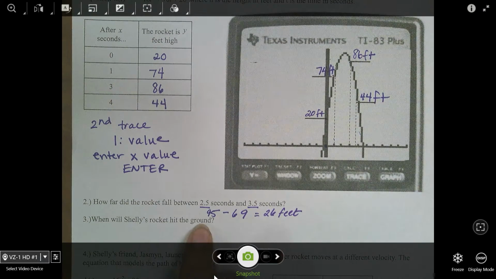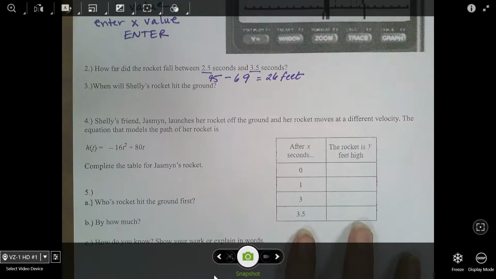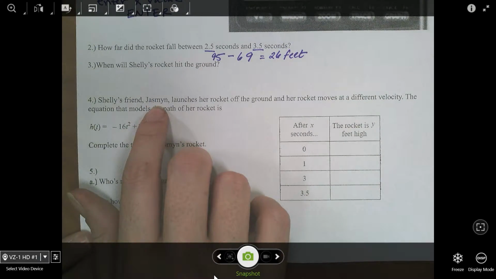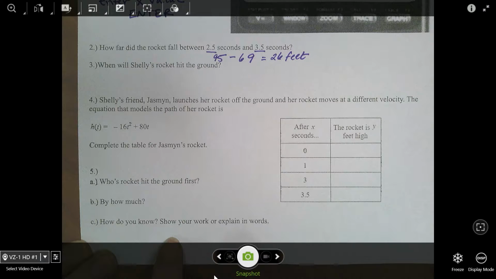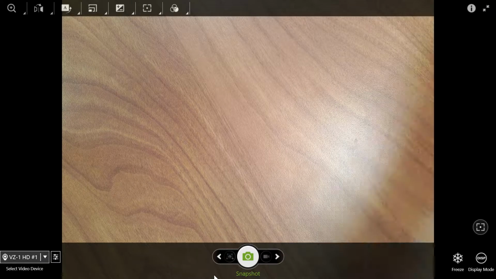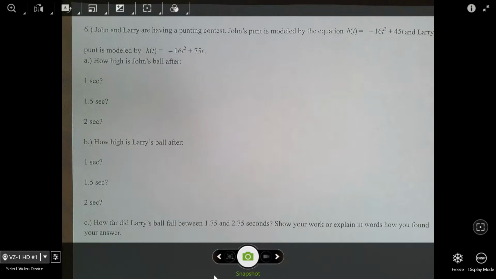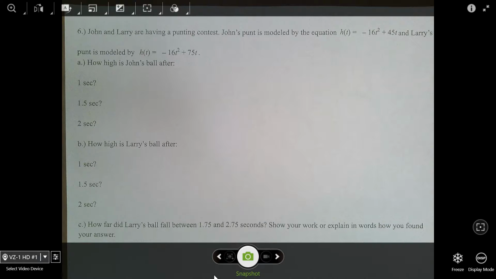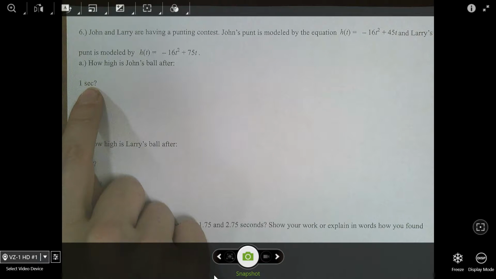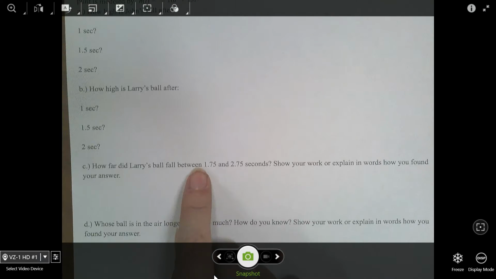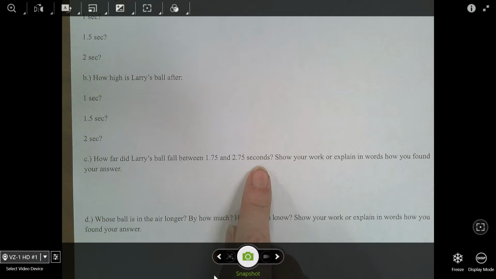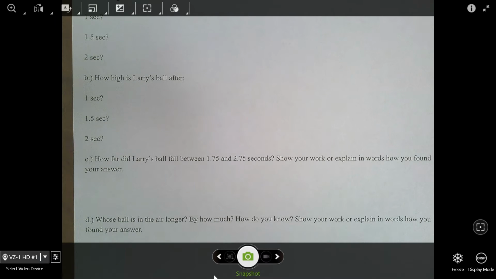When will Shelly's rocket hit the ground? We know that's our positive 0. Then you're going to work with Shelly's friend Jasmine's equation, and you're going to fill out the table just like we did. And then you're going to compare when hers hit the ground. After you're done with that, you're going to move on to the problem on the back and fill in all that information. Very similar idea, except this time they're kicking a ball. You're going to see how high the ball is at various times depending on the person kicking it. And then you're going to compare how far the ball fell for Larry. And then again, you're going to compare how long they were in the air. If you have any questions, please call your teacher over.